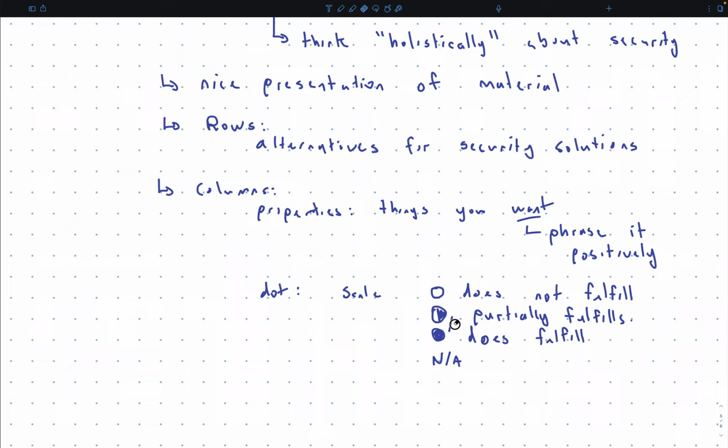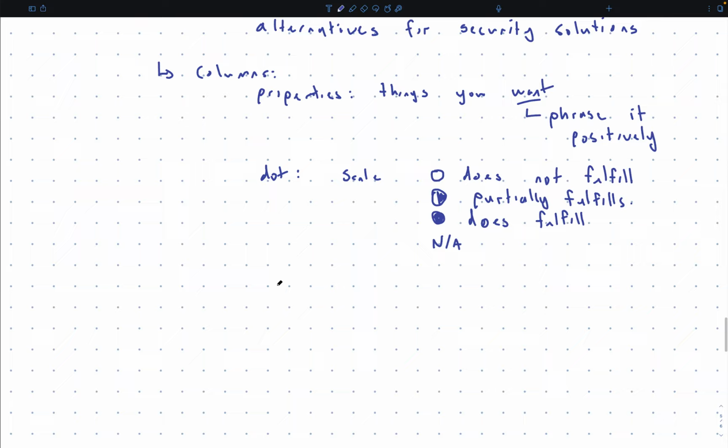Okay, so for every column, you have a property that you want, and you're going to have some scale for what the dot means. And then what you have to do is say not just the name of the column, because sometimes it's not clear from the name alone what exactly you mean. So you should say a sentence or two about what the column means. And for that specific thing, say it's cheap. Okay, well, what does cheap mean? It has monetary value, right?